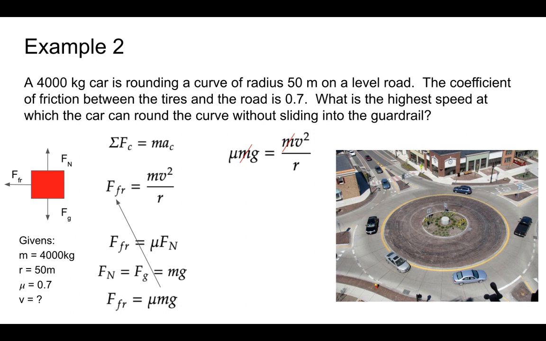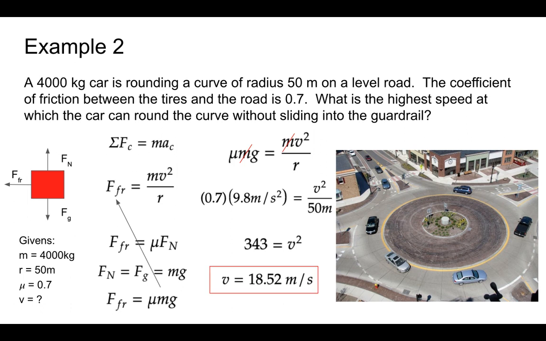So now that we canceled mass out, we get mu, which is 0.7, times the acceleration of gravity, which is 9.8 meters per second squared, equals velocity squared divided by radius, which was 50 meters. I'm going to multiply 0.7 times 9.8 and then also multiply both sides by that 50 meters to get rid of that on the denominator on the right-hand side. We end up getting 343 equals velocity squared, and then we get velocity is equal to 18.52 meters per second. So that's our answer there.